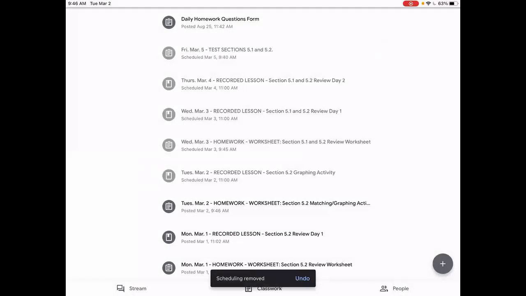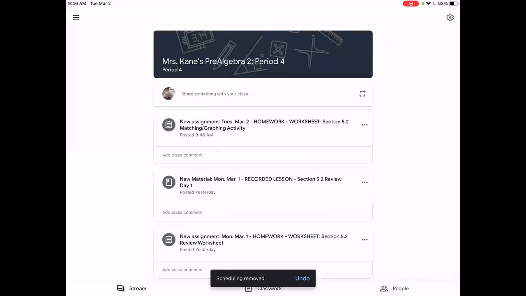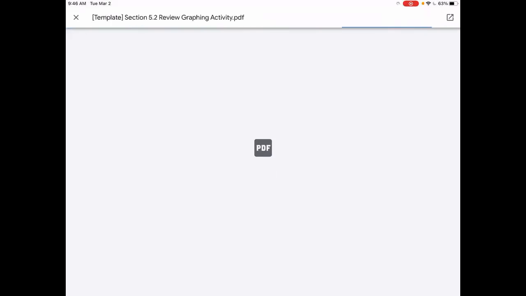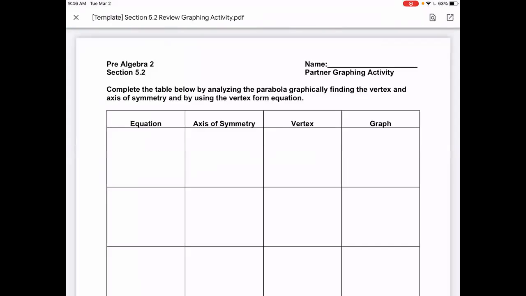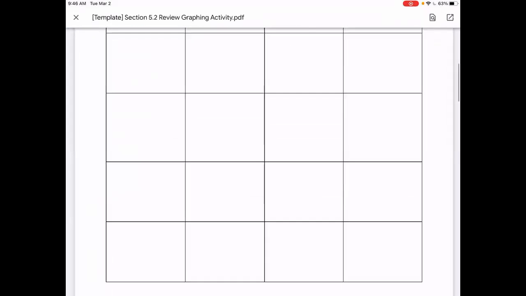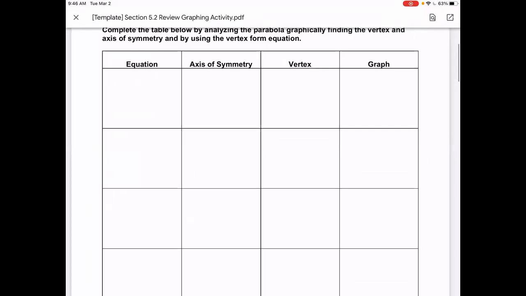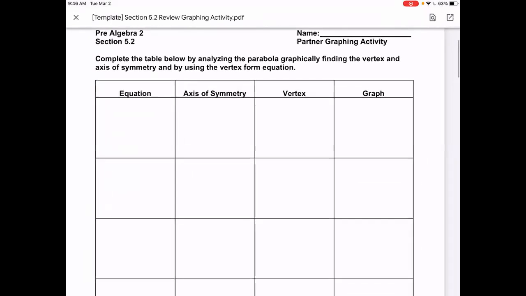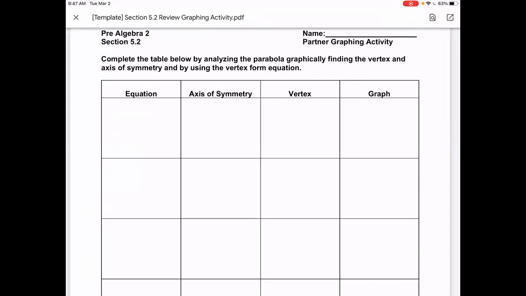All right, so if you go to Google Classroom, you're gonna click on the section 4.2, graphing matching activity. And you can send this to the app of your choice, or you could keep it in Google Classroom. Might be a little easier if you send this, if you have Notability, I'd send it to Notability. The Adobe app, send it there as well.